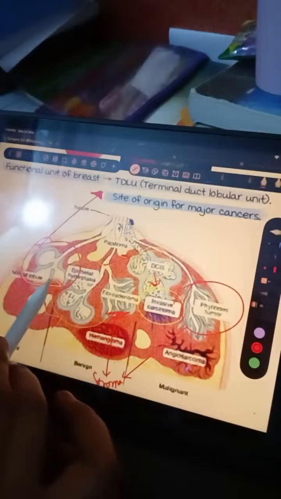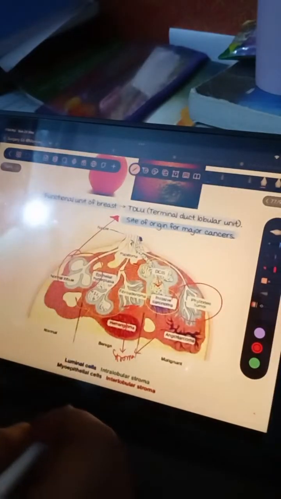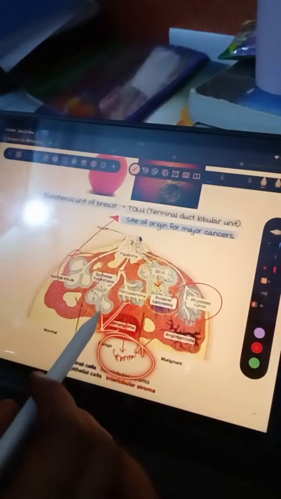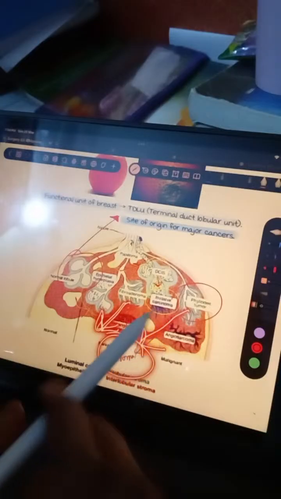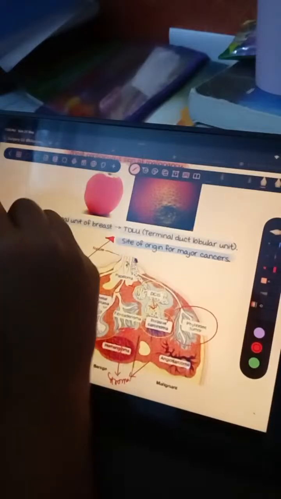So these are the stages which occur in breast malignancies. And there are stromal tumors like fibroadenoma, which is a benign condition, then phyllodes tumor. So the functional unit of breast is the terminal duct lobular unit. Terminal duct lobular unit. Okay.